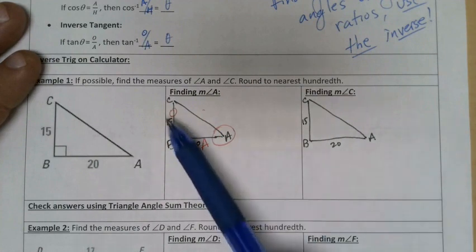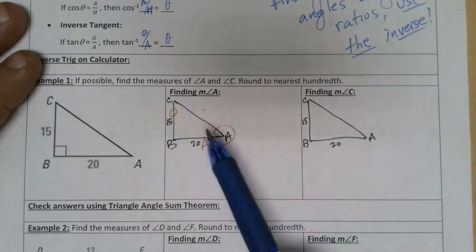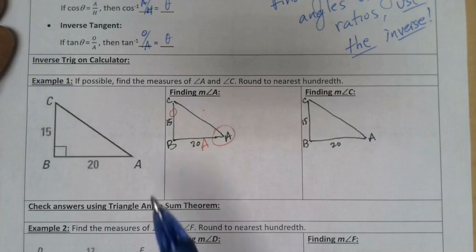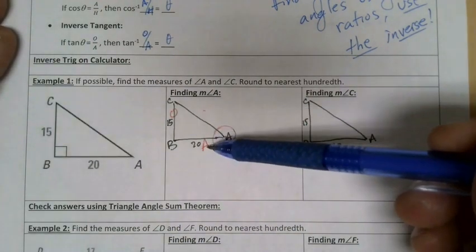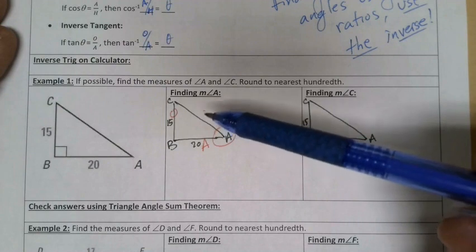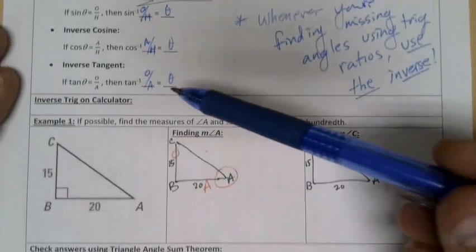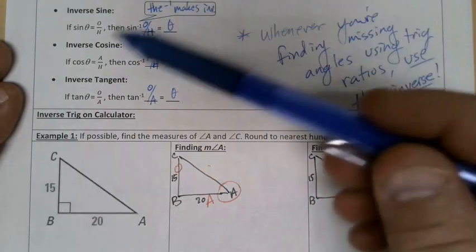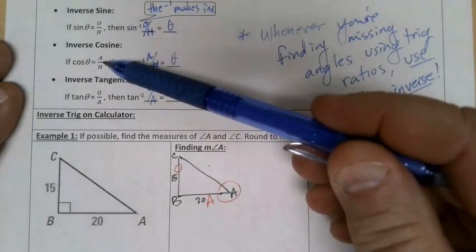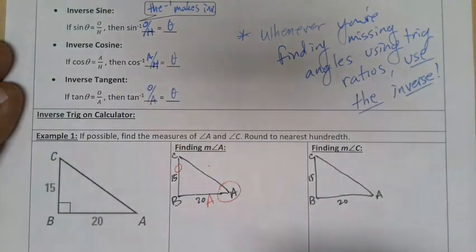These two sides help to identify which trig ratio to use. I know the opposite, I know the adjacent, so I'm going to look for a trig ratio that has opposite and adjacent in it. It can't be the sine because it has opposite but not adjacent. It can't be the cosine because it has adjacent but not opposite. It is the tangent.